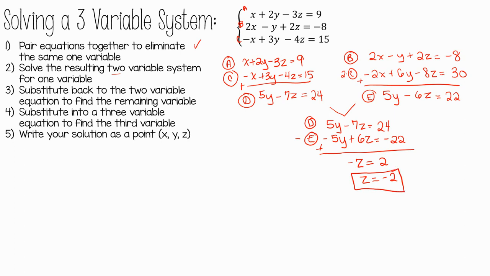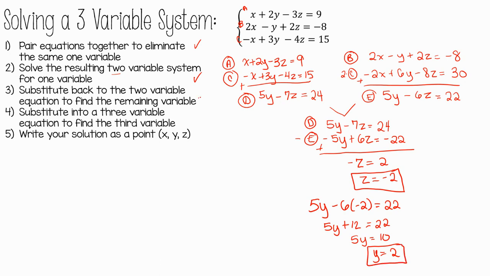And just like with linear systems, you're not done when you find the one variable. Now we're going to substitute back. We're going to work backwards. As long as you did this correctly, you can plug into either D or E. It doesn't matter. If I plug in, I have 5y minus 6 times negative 2 equals 22. And then I will have 5y plus 12 equals 22. Subtract 12, 5y equals 10. So y equals positive 2.